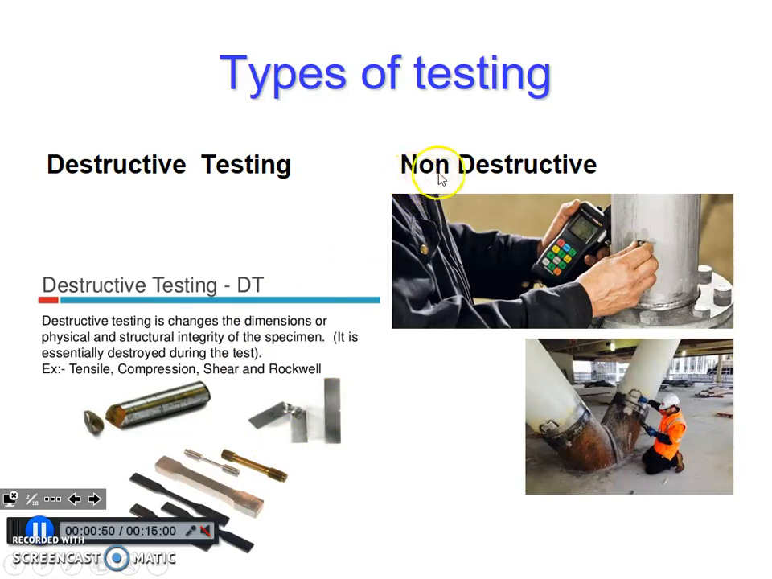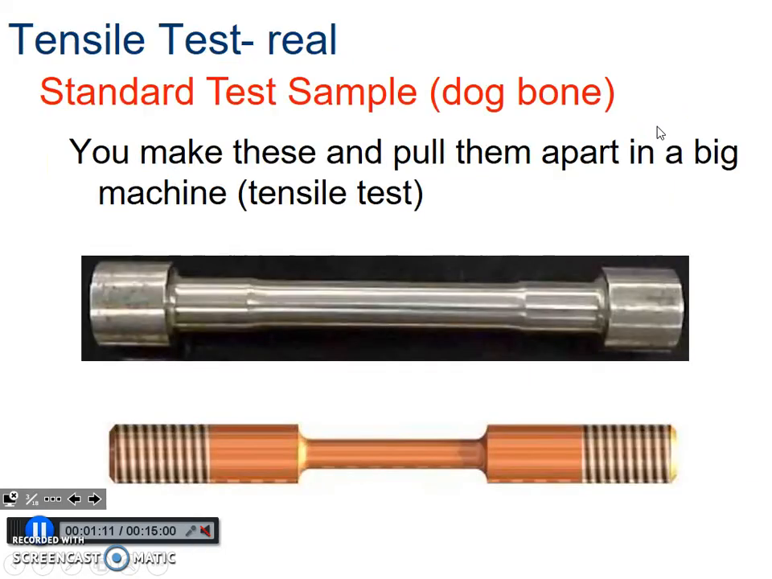Non-destructive is exactly what it sounds like. This is actually looking at the material that is actually being used. And of course, you don't want to destroy the material that you're about to use, like let's say your pipes. So what you're going to do is use things like X-rays or ultrasounds and machines that can look at it without actually hurting the material itself.